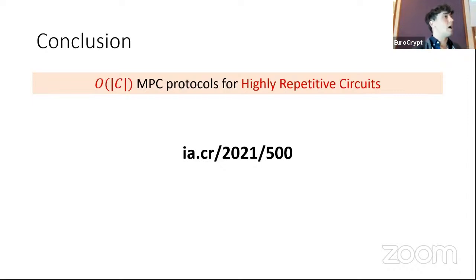There's also some additional fun stuff in the paper, like a non-interactive share conversion protocol, and also how to achieve malicious security in this setting. And if you're interested, please check out the paper on ePrint and the video that Arushi recorded as well.